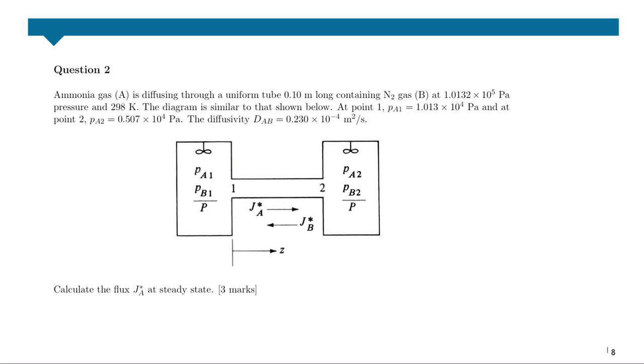Question 2 is a simple example of equimolar counter-diffusion. So we have ammonia diffusing through a tube that's 0.1 meters long, contains nitrogen gas at this pressure, and we're given the partial pressures at 0.1 and 0.2 and the diffusivity of A and B, so the diffusivity of ammonia in nitrogen. We're asked to calculate the steady state flux.